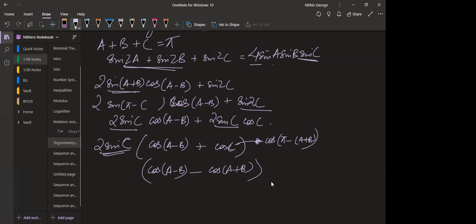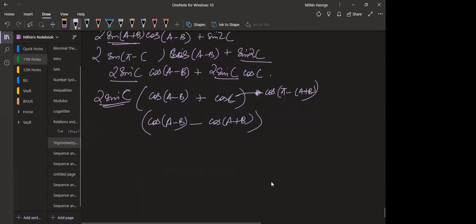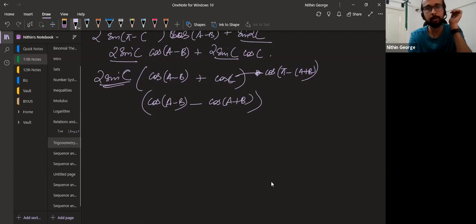Apply the product formulas, sine and cos. Which formula? Cos C minus cos D. Okay, what is the formula for cos C minus cos D?